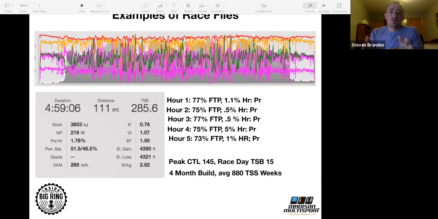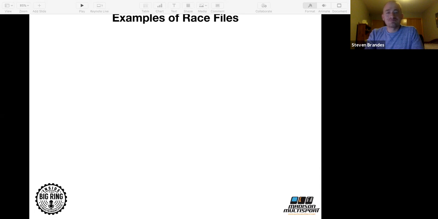But overall, this is a phenomenal file for a ride. You can look at the heart rate on the top, the red. It's like it doesn't move. It's perfect. It's a sign of great fitness. It's a sign of great pacing. Really, really good job with this ride. Now, obviously, I'm going to show you a bad ride.